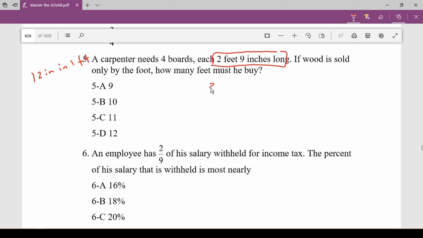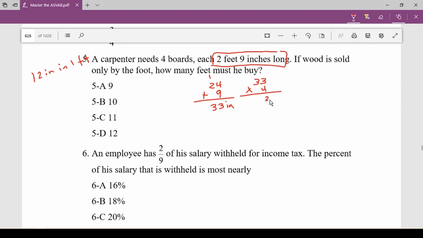2 feet, 9 inches is going to be 24 plus 9. 9 plus 4 is 13. Carry the 1. 2 plus 1 is 3. So that's the length of one board in terms of inches. To find the length of 4 boards, I'm going to take 33 multiplied by 4.